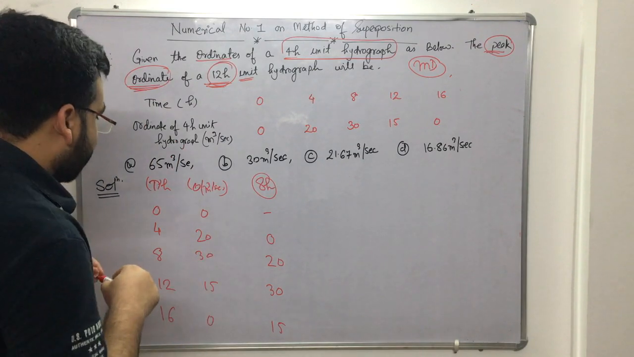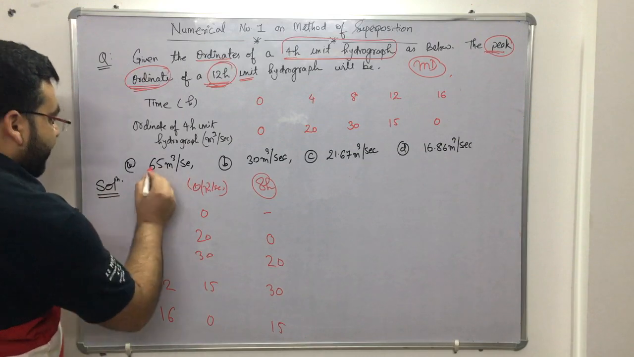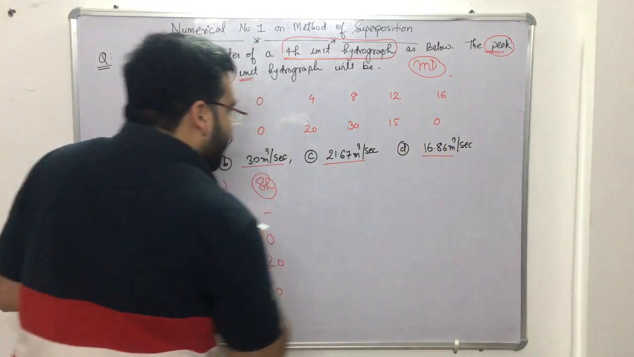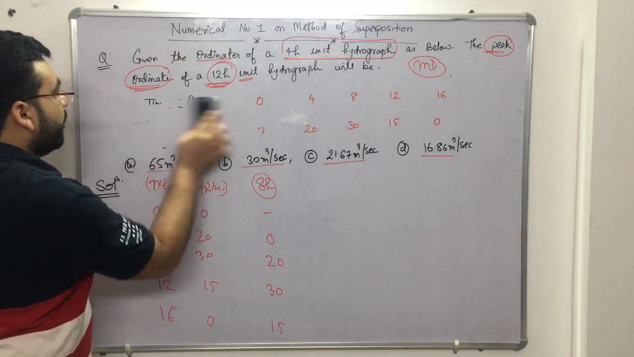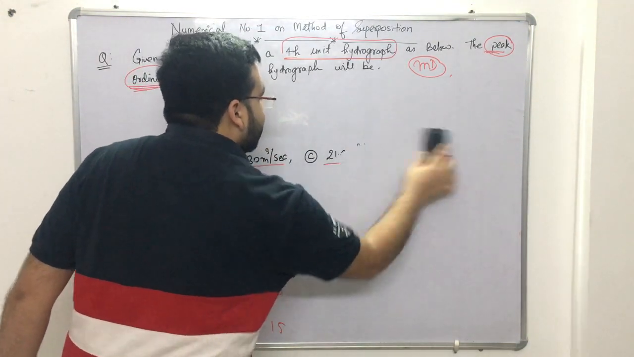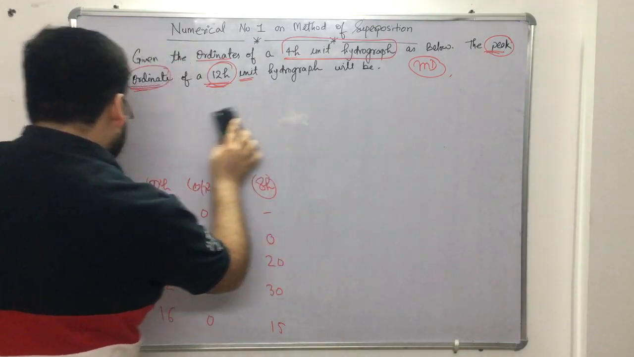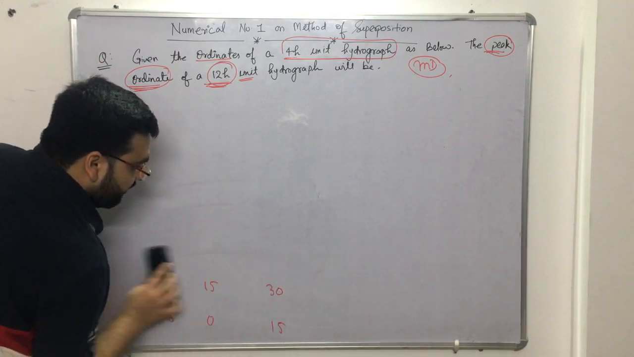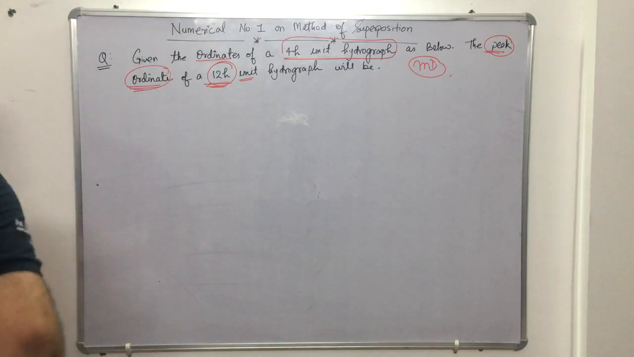Okay, so let me first of all erase it so that you don't get confused. So this is 65, this is 30, 65, 30, 21.67 and 16.86. Let me erase all these. No need for this, no need for this, no need for this. Clear? And also no need for this. Now let me draw the table from the top so that you understand clearly.